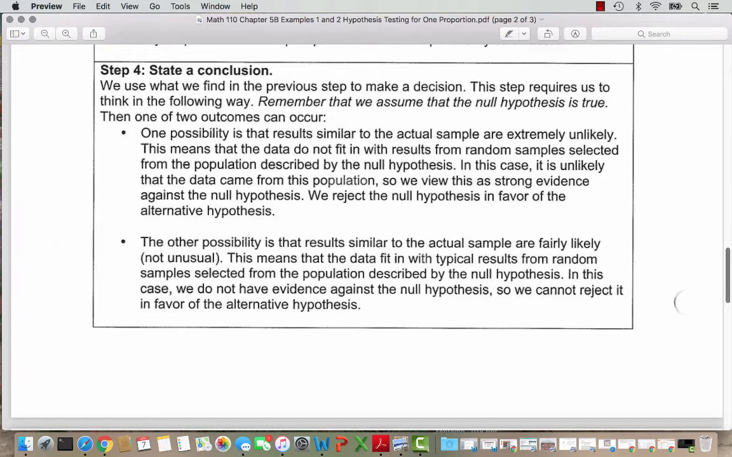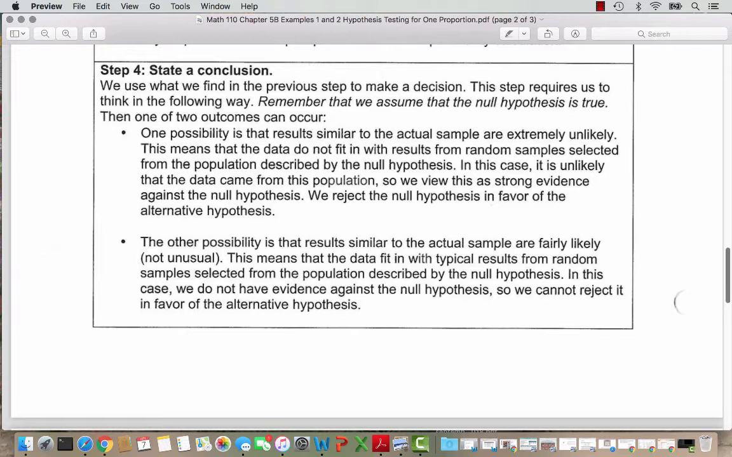The first possibility is that results similar to the actual sample are extremely unlikely. This means that the data do not fit in with the results from random samples selected from the population described by the null hypothesis. In this case, it is unlikely that the data come from this population, so we view this as strong evidence against the null hypothesis. We reject the null hypothesis in favor of the alternative hypothesis.